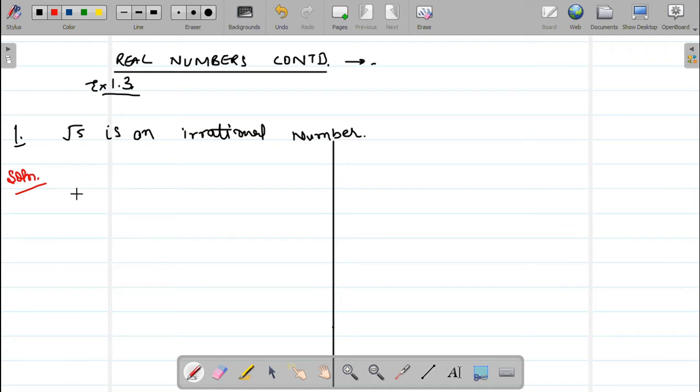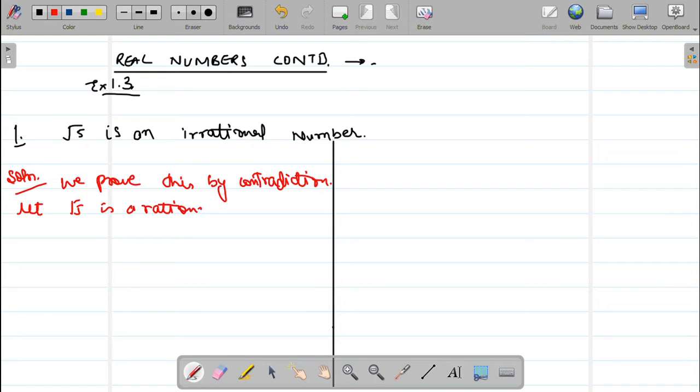So we prove this by contradiction. What is contradiction? Contradiction is a method where we assume that, say, root 5 is a rational number. Let root 5 be a rational number. In the end we will show that we have reached a conclusion which is impossible. So that's why our assumption is wrong. Whatever we started with, that root 5 is a rational number, is wrong. So ultimately root 5 is an irrational number. This is the method we follow.